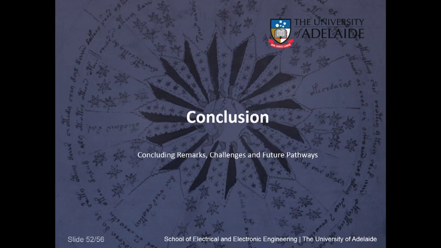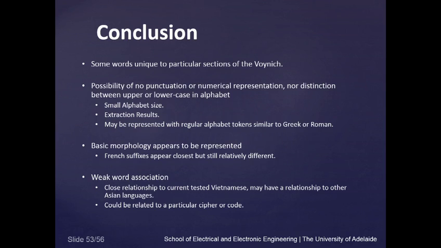Just the basic conclusions. Some concluding remarks based on our results. We see that some word tokens are unique to particular sections of the Voynich. There's a possibility of no punctuation or numerical representation, nor distinction between upper or lowercase in the alphabet. This is based on the very small alphabet size. Our extraction results seem to show that most would appear to be alphabetical characters.